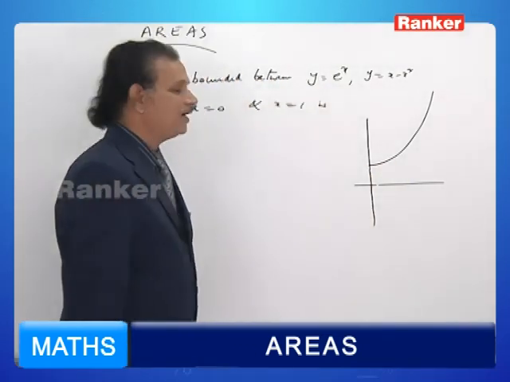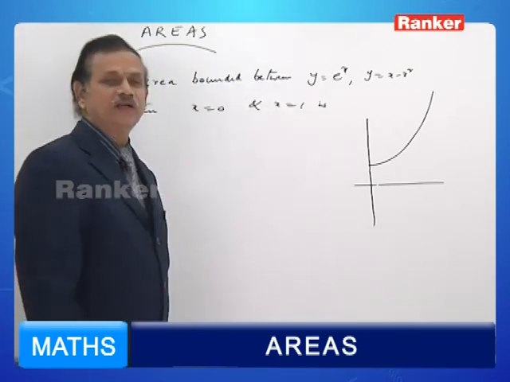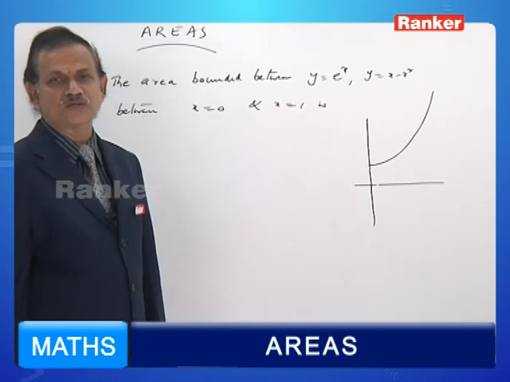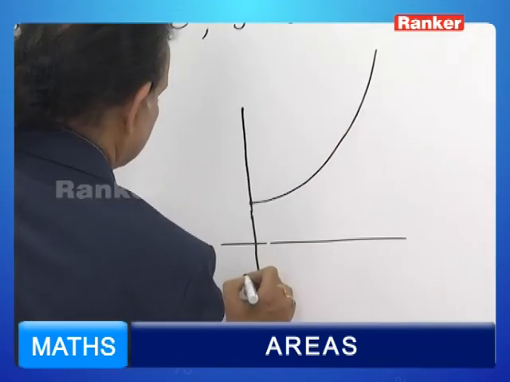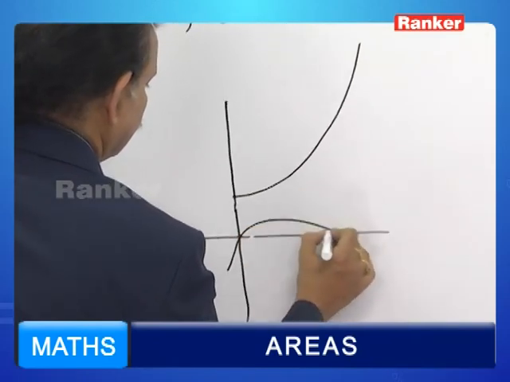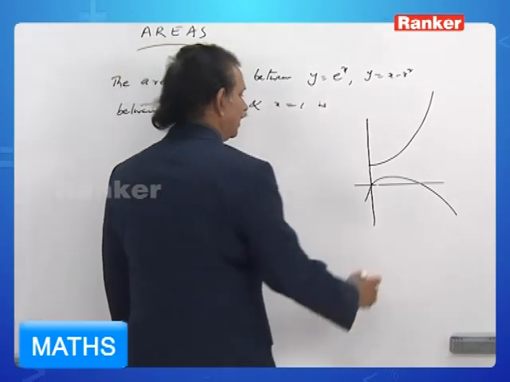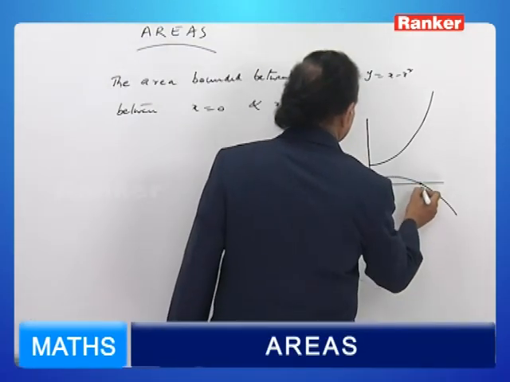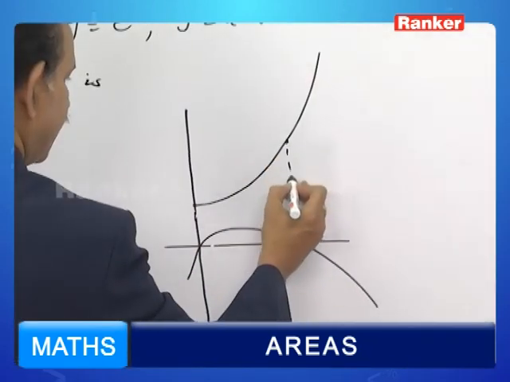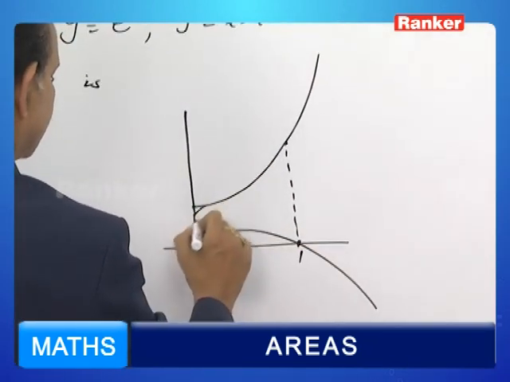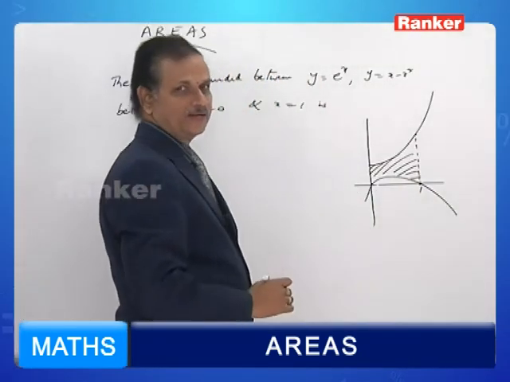What is the second curve? y is equal to x minus x square. It meets the x-axis where x minus x square is equal to 0, x equal to 0 and 1. Therefore, it will be like this. That is the parabola, and this is the point 1. Okay, so what is the area needed here? This is the area required.